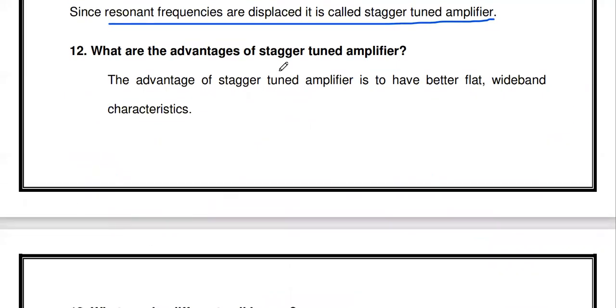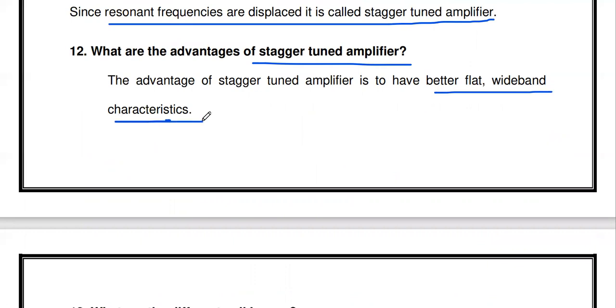And what are the advantages of stagger tuned amplifier? Over the double tuned and single tuned, the stagger tuned amplifier provides better flat and wide band characteristics. When compared to single tuned and double tuned, it provides the greater bandwidth. The double tuned also provides the greater bandwidth, but the design is complex in double tuned. But in stagger tuned, the design is very easy, and it produces better flat and wide band characteristics. These are the advantages of stagger tuned amplifier.